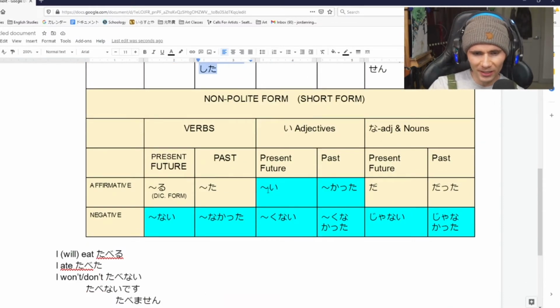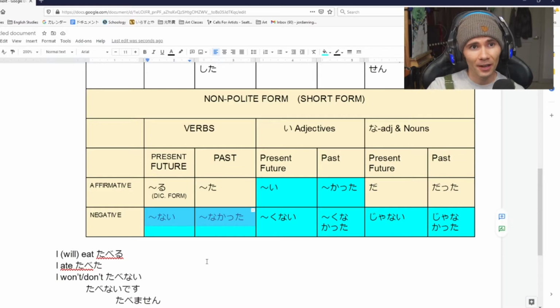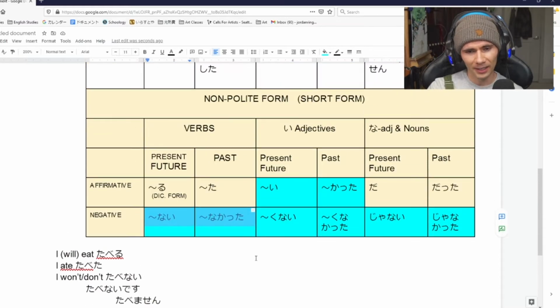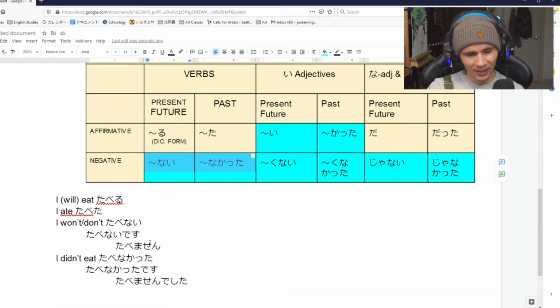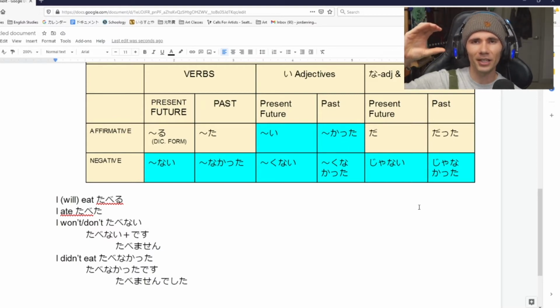So in other words, you'll notice that down here in the non-polite short form, we have these blue boxes. Basically, what this means is these are all endings which can take desu. For example, tabenai was able to take on desu after it, to say tabenai desu. Now, these blue areas that can take on desu are taking it on in the sense that the desu is making the whole sentence a step higher in politeness.